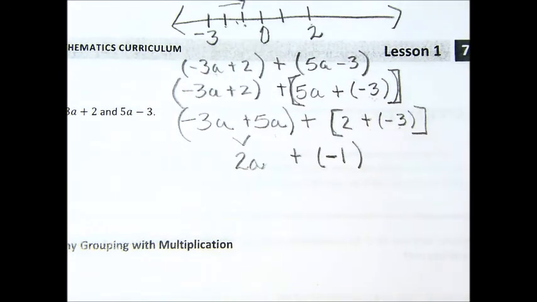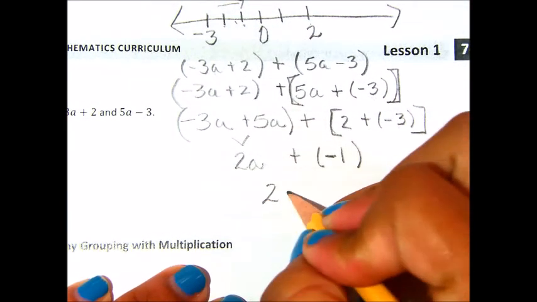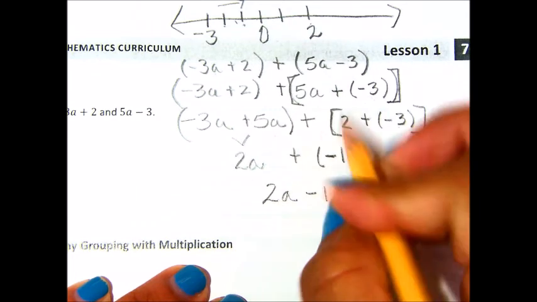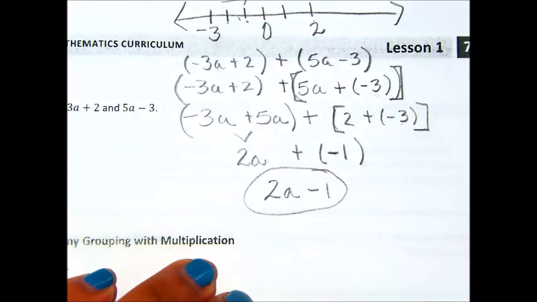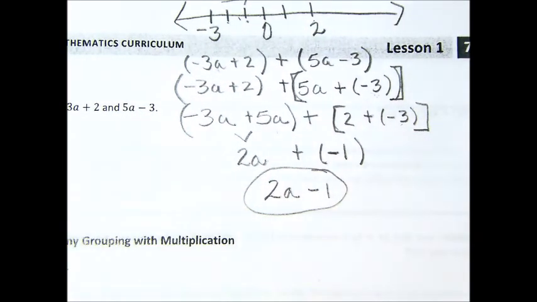Let's say I want to get rid of the plus negative. How could I rewrite this expression to say the exact same thing but only show one operation? I would say this is 2a minus 1. What was the only difference between this problem and those involving all addition? First we had to rewrite the subtraction as addition. Then this problem was just like the other problems.